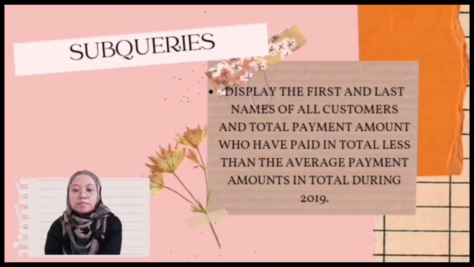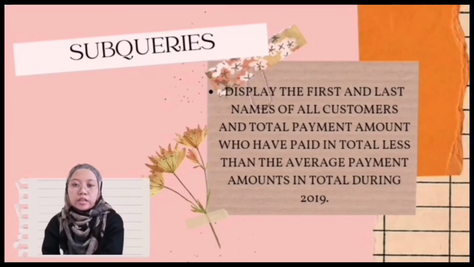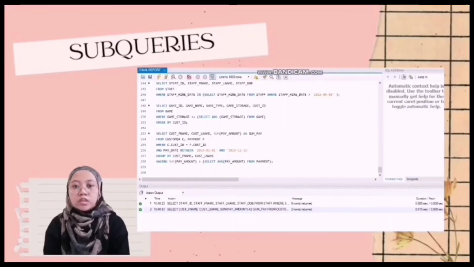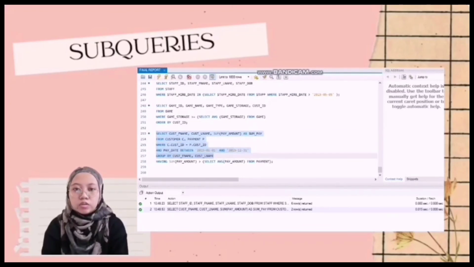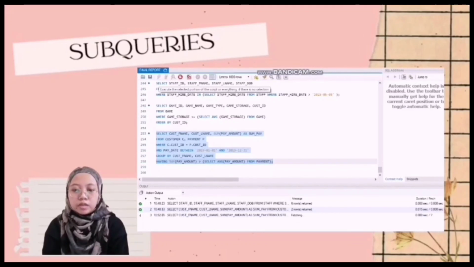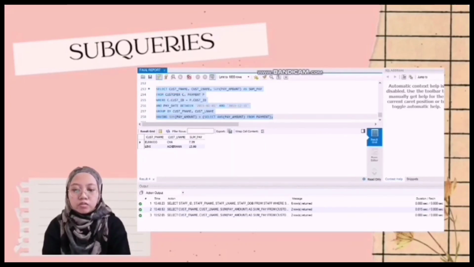The next question is display the first and last name of all customers and total payment amount who have paid in total less than the average payment amount in total during 2019. So we select cust F name, cust L name, sum pay amount as sum pay, from customer C, payment P, where C customer ID equal to P customer ID, and pay date between 1st January 2019 and 31st December 2019, group by cust F name, cust L name, having sum pay amount more than select average pay amount from pay.